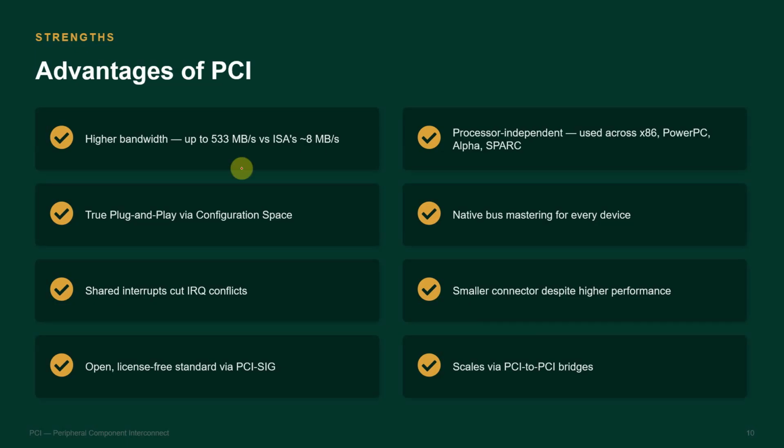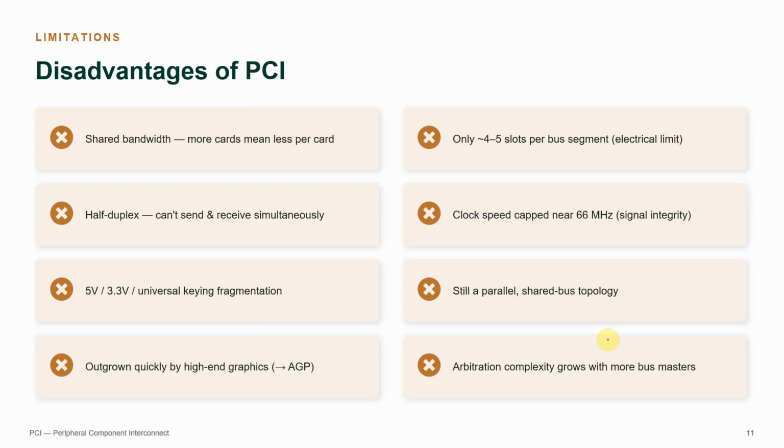And coming to the advantages of PCI, it has higher bandwidth and it is processor independent. It can use x86 processors, PowerPC, and SPARC. And we have the plug and play model and configuration space, native bus mastering, shared interrupts, a smaller connector, an open license, and it scales via PCI to PCI bridges.